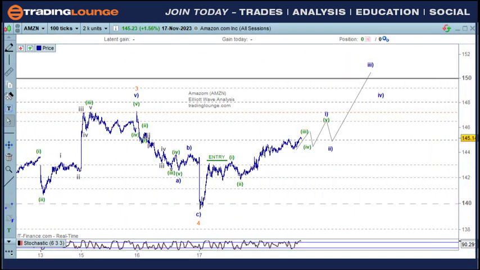And Amazon, so with Amazon here, we'll look at wave 3 and 4 here, and then 1 and 2 and 3, 4, 5 moving up at that point.